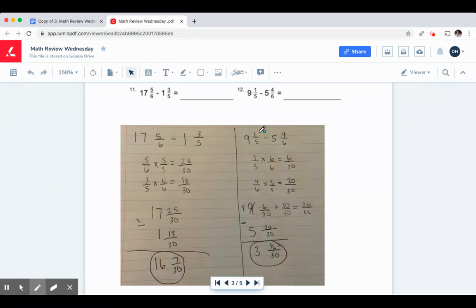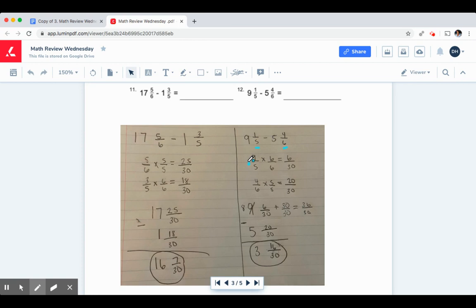For the last subtracting mixed number problem, we're actually going to go over it together. 9 and 1/5 minus 5 and 4/6. What common denominator did you choose to use here? I chose to use 30ths.